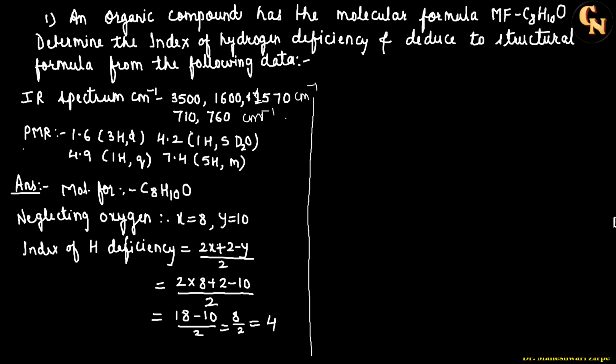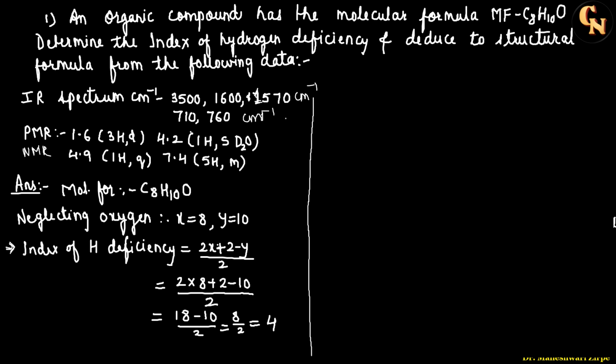Similarly, PMR or NMR data they have also given to us, and they have given us the molecular formula, C8H10O. Now if you neglect oxygen, number of carbon are 8 and hydrogen are 10, which we represent by x and y for the formula of index of hydrogen deficiency. This formula is very important. It is 2x plus 2 minus y upon 2.